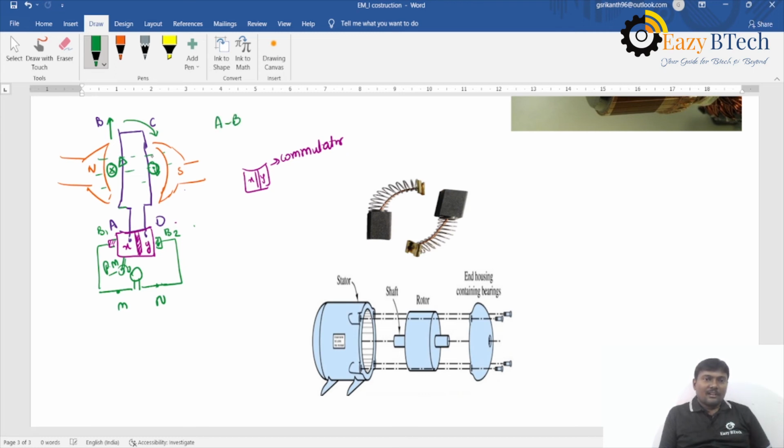So the current direction is from A to B, and after the C2D coming here, the current is not flowing to X. Why? Because in between, mica insulation is provided, and there is no other option. The current leaves through brush B2, and the current flows through N and M, and again it is brush B1.